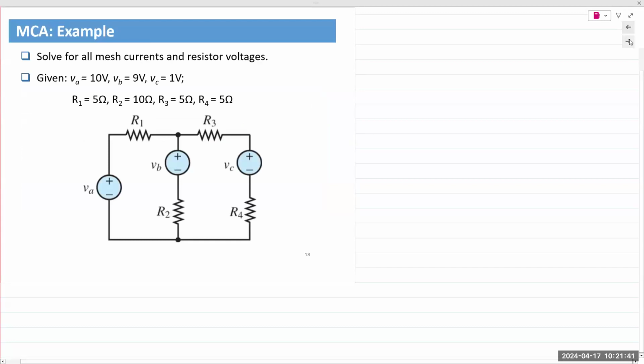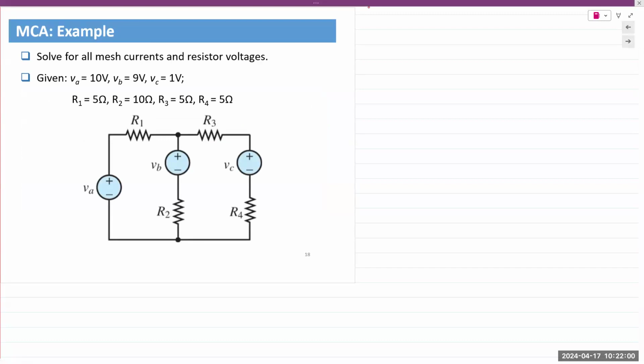Okay, example. MCA, mesh current analysis. The problem statement is solve for all mesh currents and the resistor voltages. There are 3 voltage sources and 4 resistors. All the values are given to us. Our job is to use mesh current analysis. So identifying all the meshes in there.